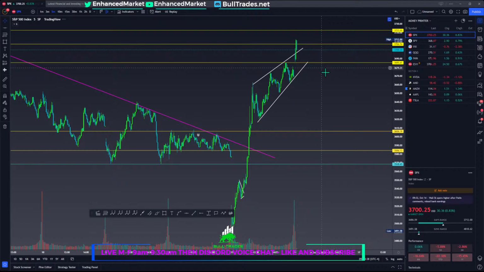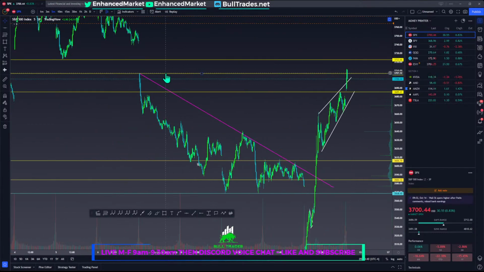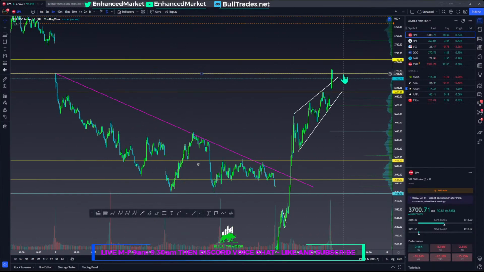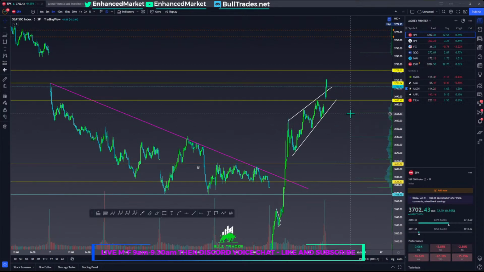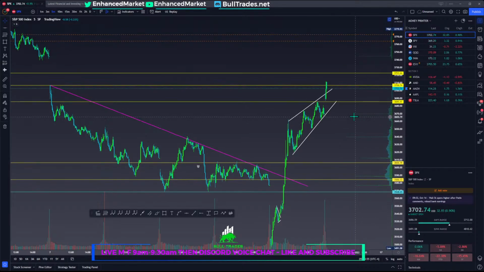Right, we're rejecting this resistance here. So I'm gonna watch puts. Right, why would I watch puts? It has a great risk to reward. That's all I really care about. Right, if I entered puts here, price target's going to be somewhere in this region, and the stop losses would be right above.